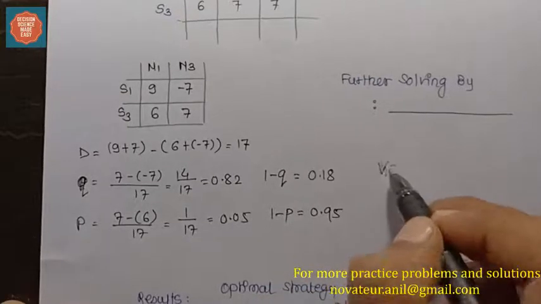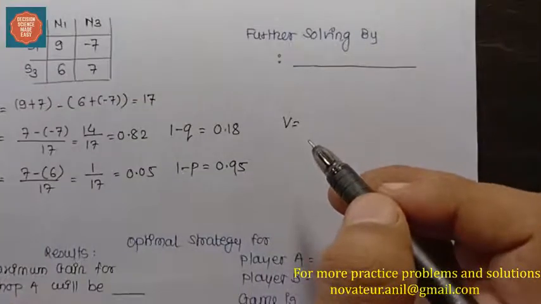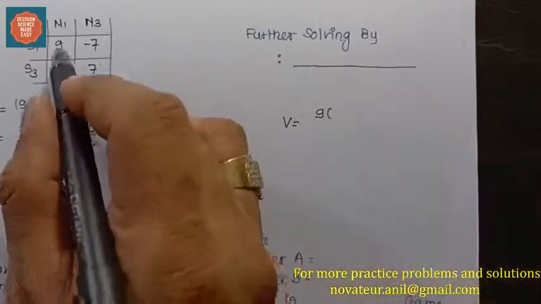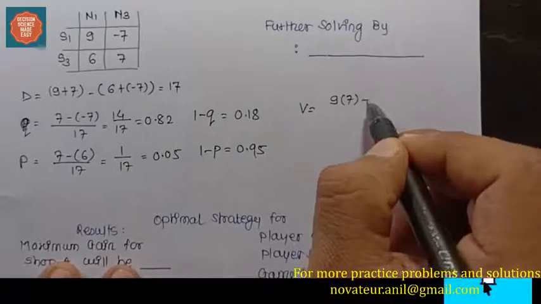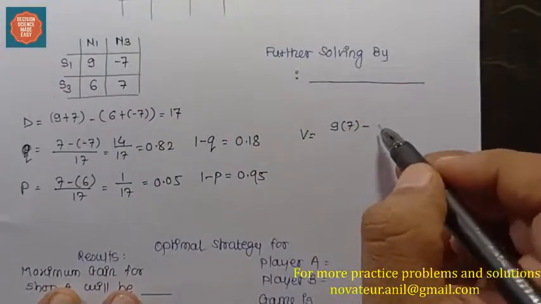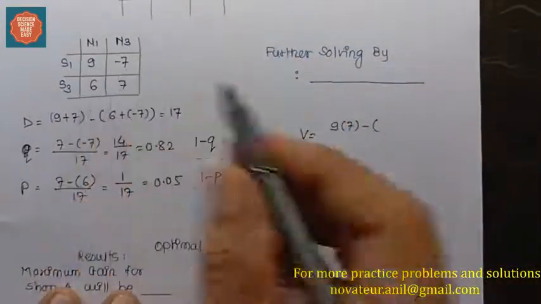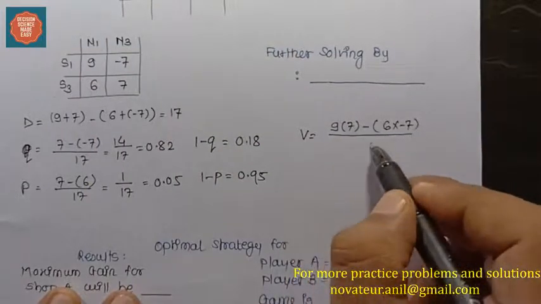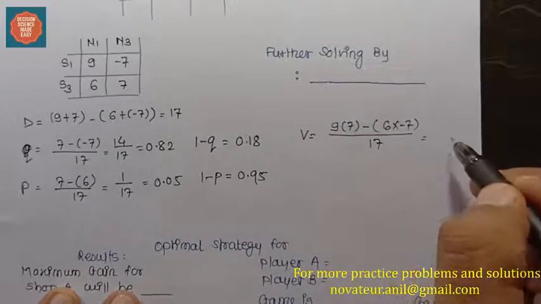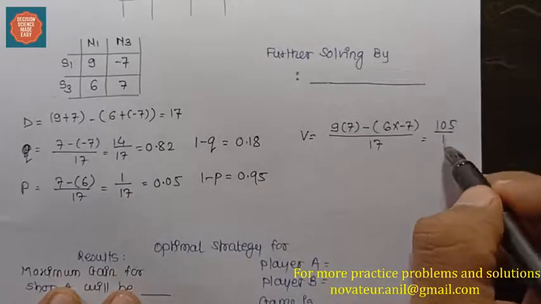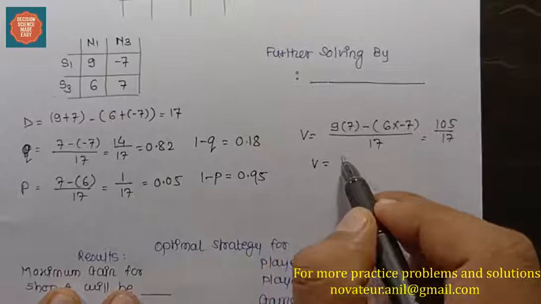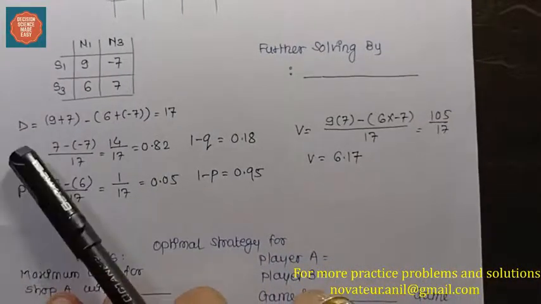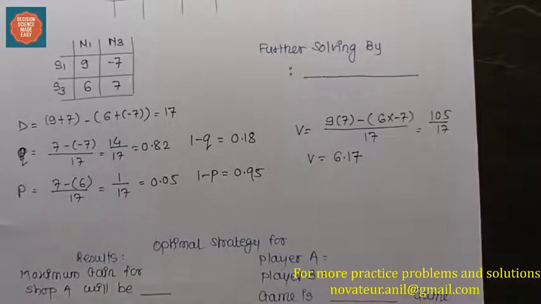And for the value of v, the formula is very simple. I have to multiply the diagonal elements. So I'll just write down 9 into 7 minus 6 into minus 7. Please make sure that you are using the right signs. Solving this, I get 105 upon 17. In decimal, I can write this as 6.17. So I got the values of p, q and v.